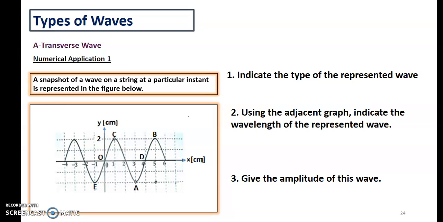Using the adjacent graph, indicate the wavelength of the represented wave. The wavelength of the represented wave, we can take either the distance between two consecutive crests, like from C to B, or between two consecutive troughs from E to A, or between 2 points in phase on the equilibrium position like OD. And in all cases, the obtained wavelength is 4 cm, and this is expected. Now give the amplitude of this wave. The amplitude is the displacement from the equilibrium position to the maximum one. So in this case, it is 2 cm.